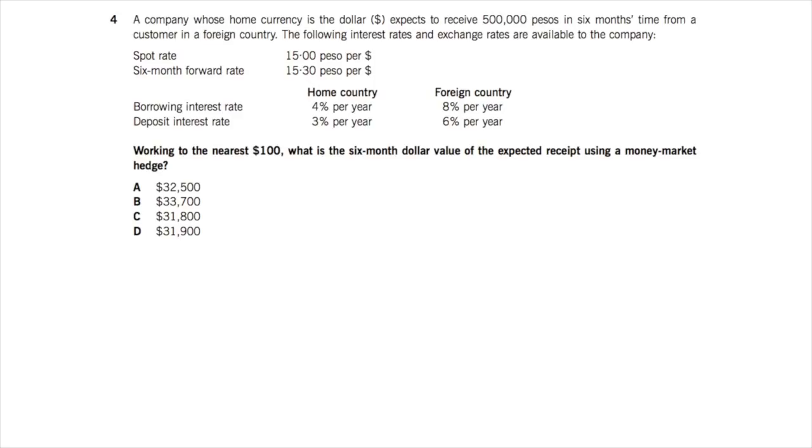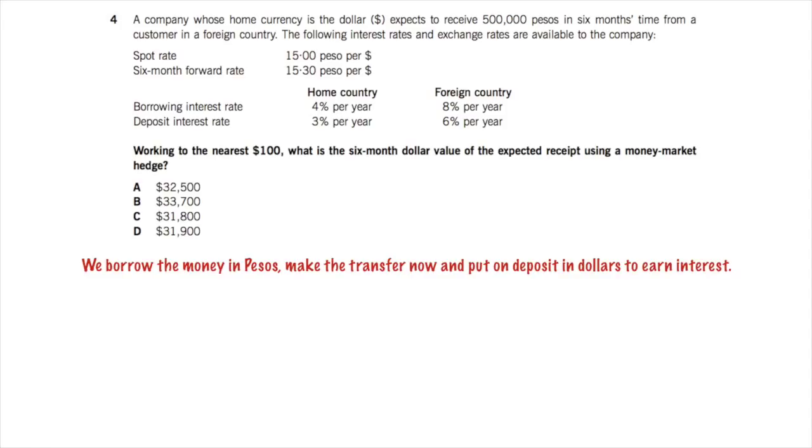So this question relied on you being able to do your money market calculations for a hedge. Starting here, we need to think, is this a payment or is it a receipt? Well, looking at the first line, we expect to receive 500,000 pesos in 6 months' time. So what do we do here? We borrow the money in pesos for a receipt. We make the transfer now, so we transfer at the spot rate, not the forward rate. And then put this on deposit in dollars to earn interest.